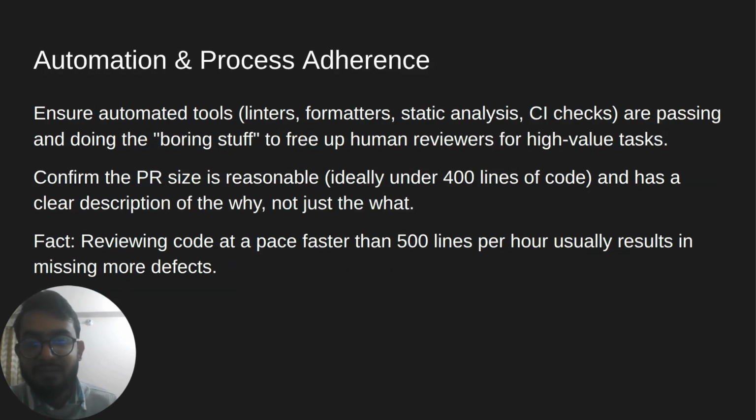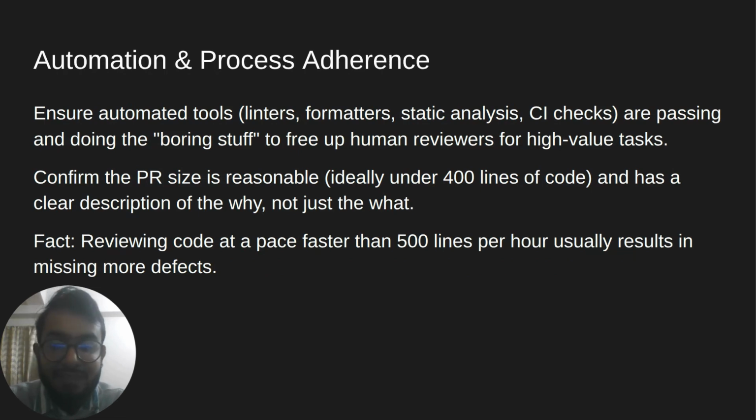Well, the next checklist item is automation and process adherence. You need to ensure the automated tools like linters, formatters, static analysis, and CI checks are passing. You need to introduce those so that they do the boring stuff and free up human reviewers for high-value tasks. And you need to confirm the PR size is reasonable, ideally under 400 lines of code, with a clear description of the why and not just the what. This is really important, because you need to look for a clear description of the why.